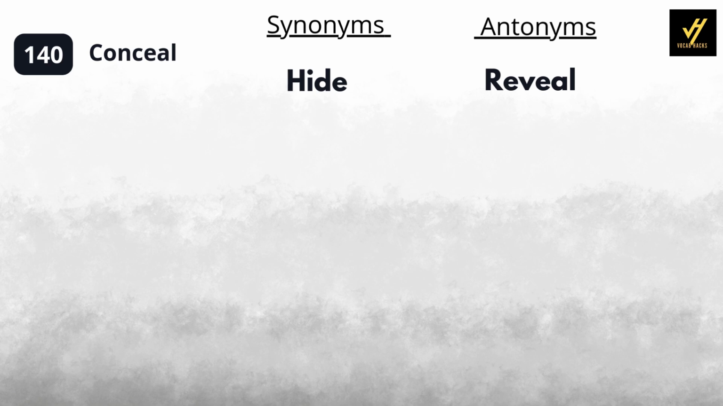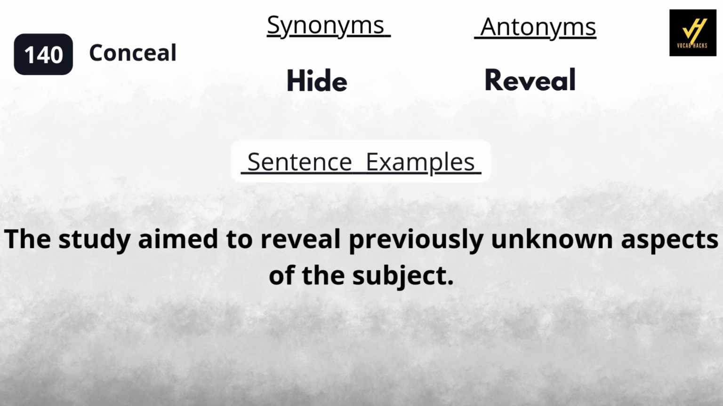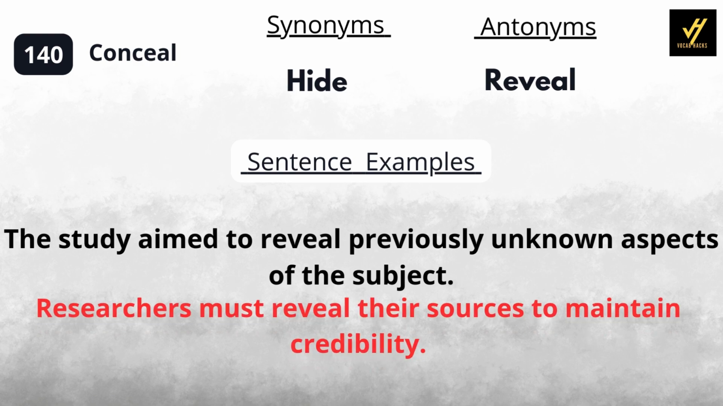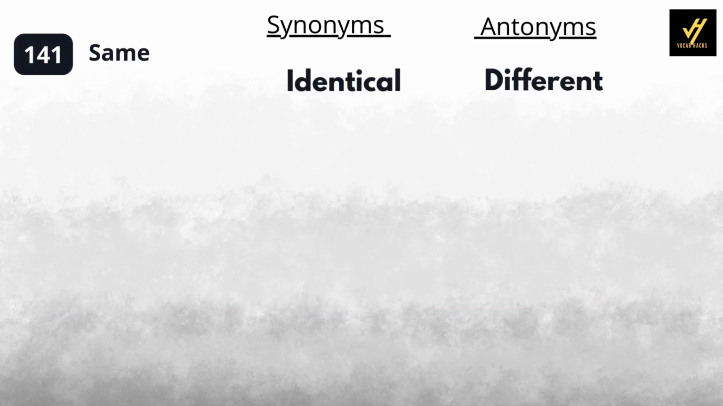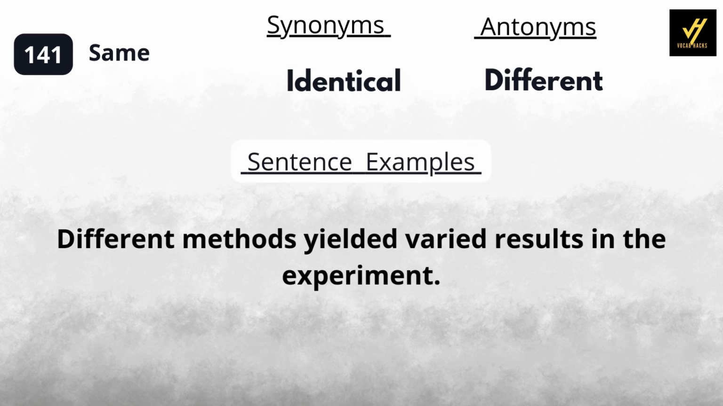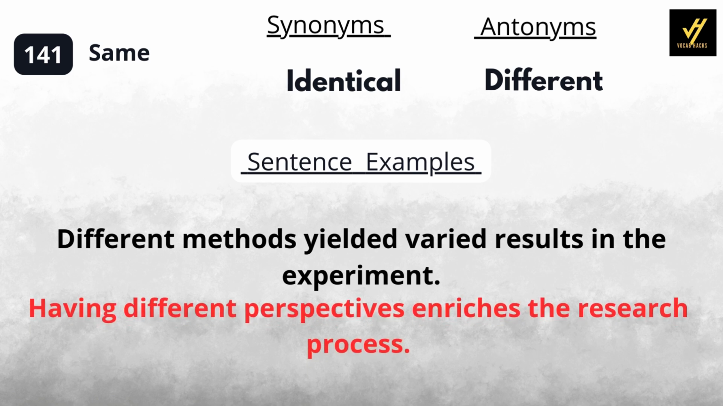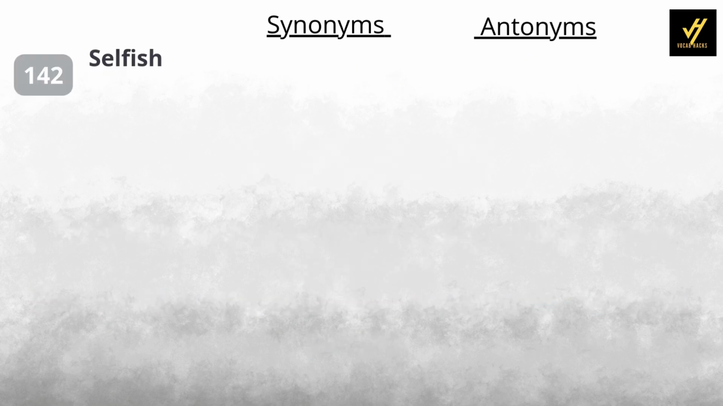Conceal, hide, reveal. The study aimed to reveal previously unknown aspects of the subject. Researchers must reveal their sources to maintain credibility. Same, identical, different. Different methods yielded varied results in the experiment. Having different perspectives enriches the research process.